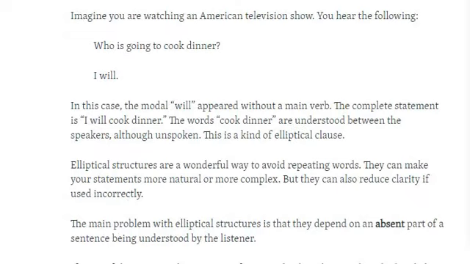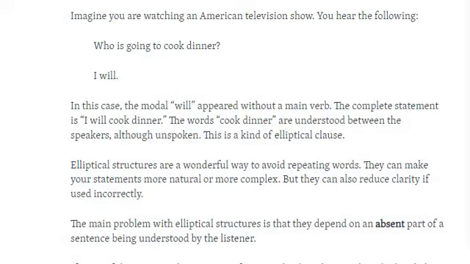Imagine you are watching an American television show. You hear the following. Who is going to cook dinner? I will. In this case, the modal will appeared without a main verb. The complete statement is, I will cook dinner. The words cook dinner are understood between the speakers, although unspoken. This is a kind of elliptical clause.